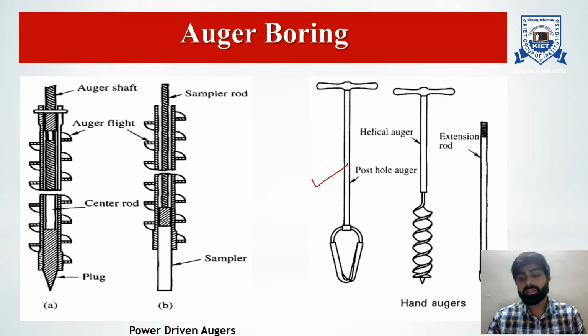Mechanical augers are driven by power. These are used for making boreholes in hard strata to a greater depth. However, for depths greater than 12 meter, even mechanical augers become inconvenient and other methods of boring are used.